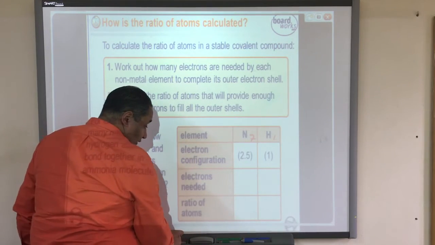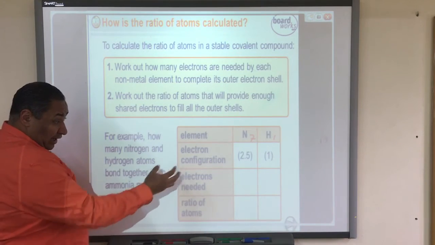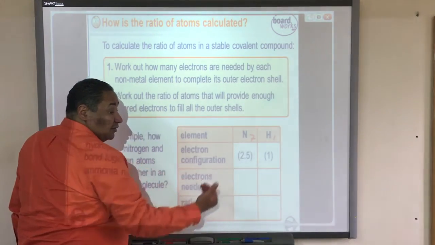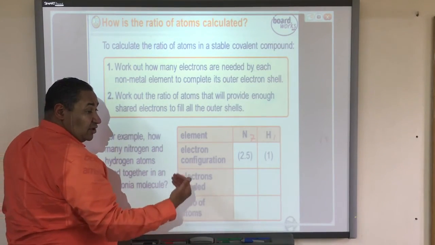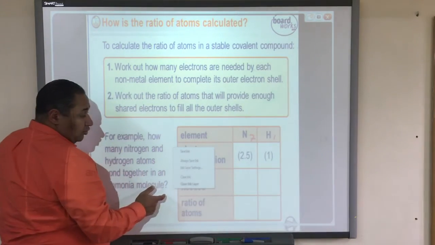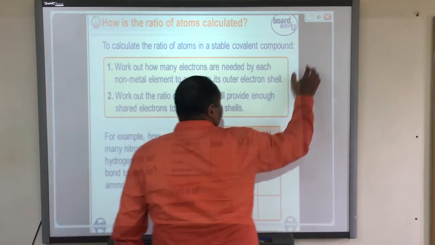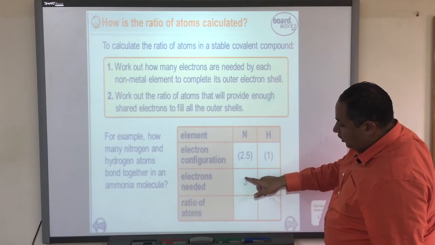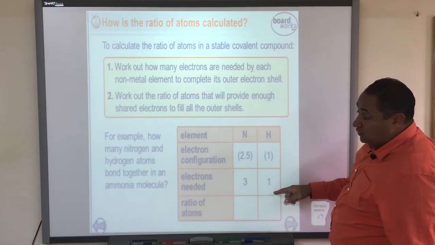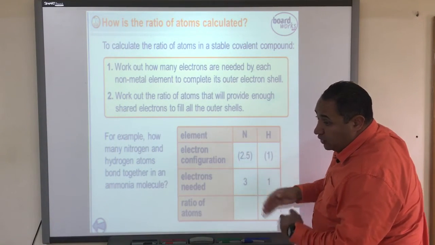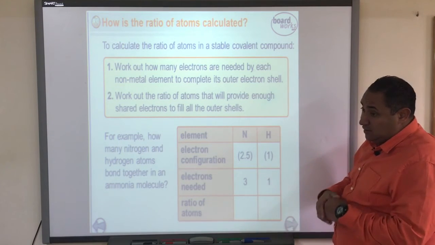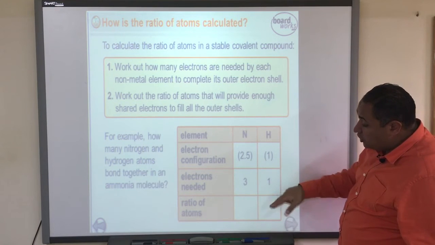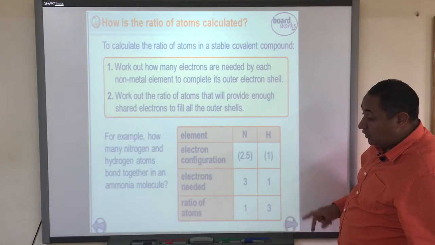Okay, very good. Now, next thing. How many electrons needed? For nitrogen, it is 5. The nearest perfect structure is to have 8. So, what happens is that nitrogen needs 3. Hydrogen needs 1 to reach helium, and this one to reach neon gas, Ne10, inert gas. Okay, so now the ratio of atoms is okay.